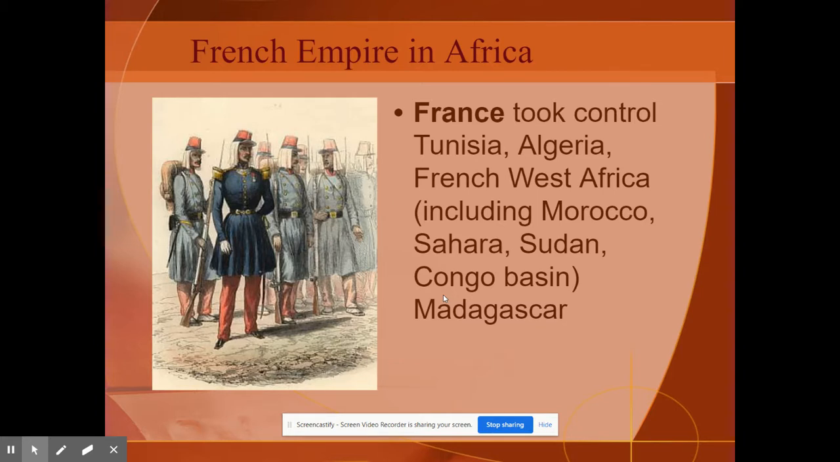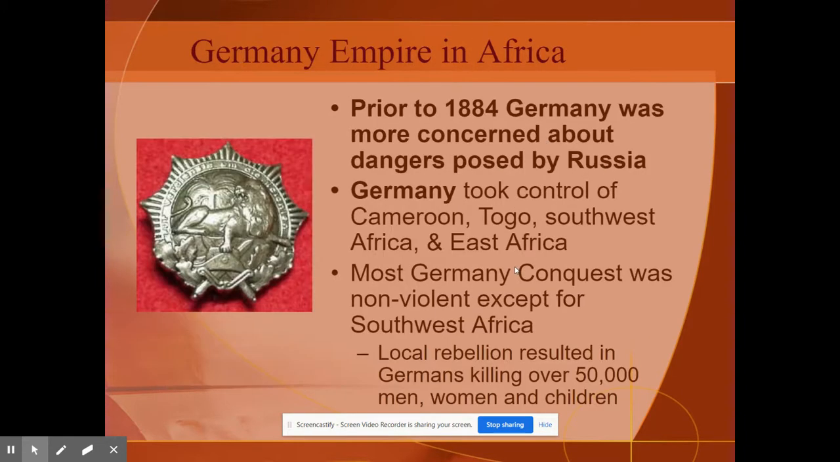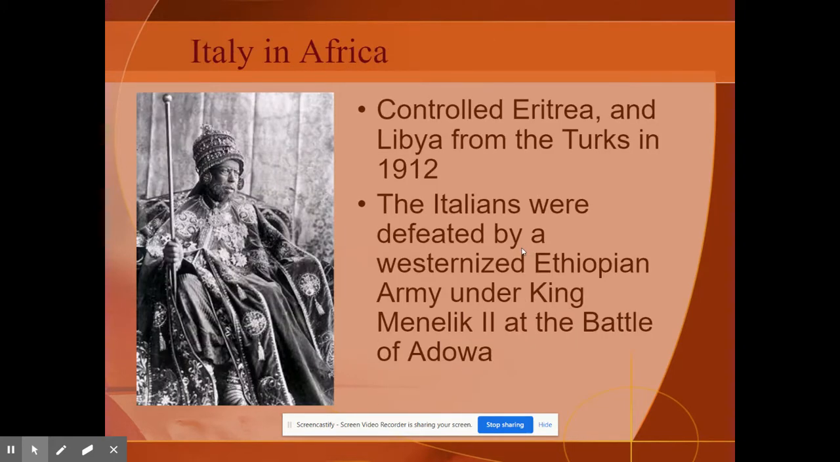They're going to include Morocco, Sahara, Sudan, basically that whole big northern chunk of Madagascar. The Algerian, though, will be a problem later. We'll talk about that. For the Germans, they're going to take over areas like the Cameroon, Togo, Southwest Africa, East Africa. Most of their conquests are not violent, but there is an incident that happens, and they kill like 50,000 men and women.